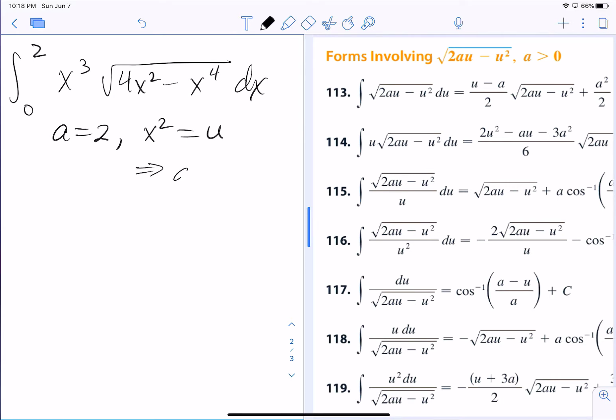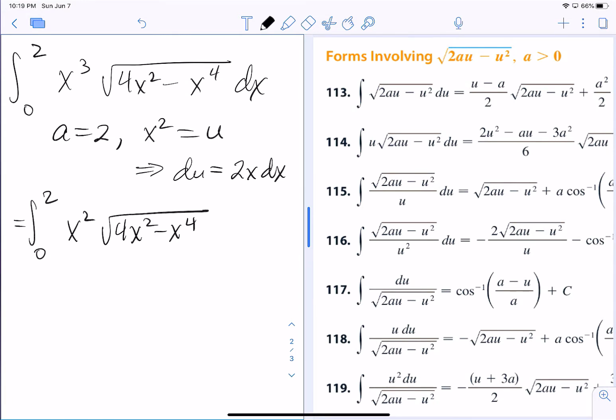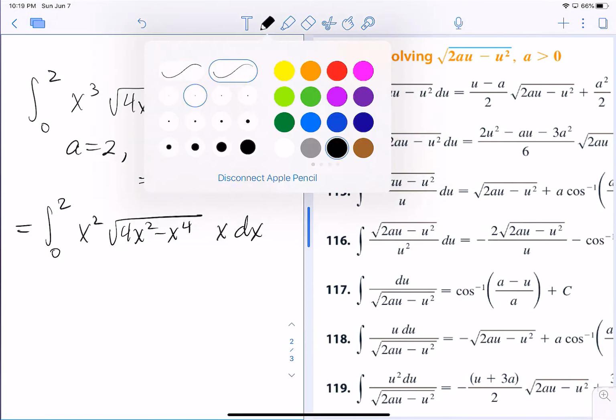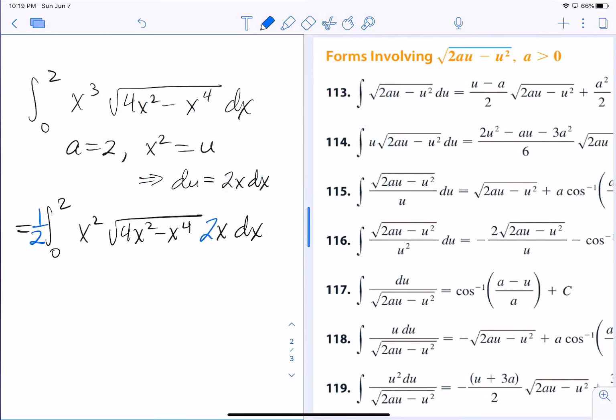If x squared is equal to u, then I know that du is 2x dx. Therefore, I'm going to split up the x cubed into an x squared and an x. And so this becomes the integral from 0 to 2 of x squared times the square root of 4x squared minus x to the fourth, times x dx. Because our du is a 2x dx, I know that I should multiply and divide by 2. So I can see my du, and then I can see that I have 2 times 2u, so that reinforces that a is equal to 2. And u squared is x to the fourth. I can write that down just to make it really explicit: u squared is equal to x to the fourth.